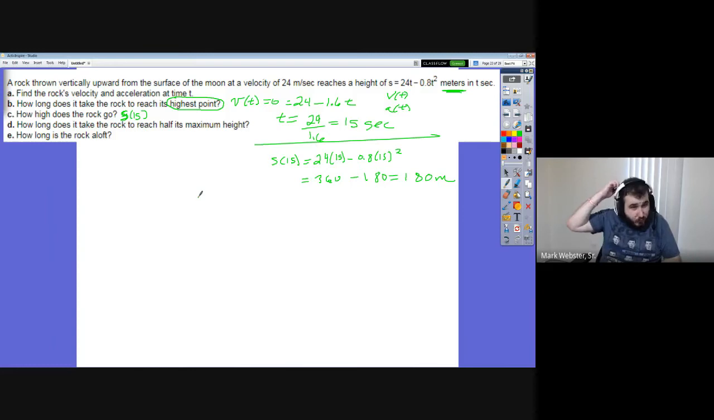How long does it take the rock to reach half its maximum height? Well, now it's saying, okay, how long does it take the rock to reach not 180 meters, that's its maximum height, but half its maximum. How long does it take to reach 90? How long does it take for S to be 90?